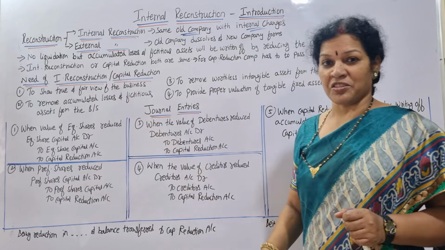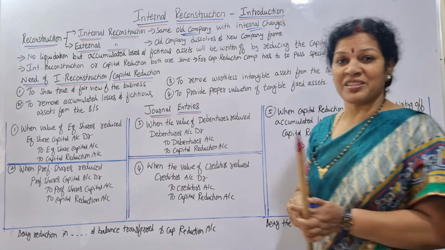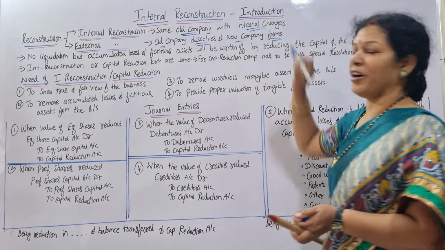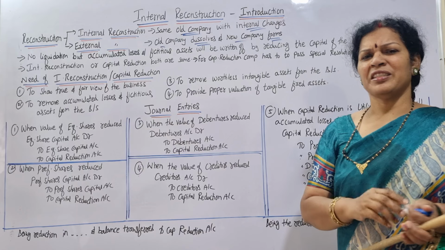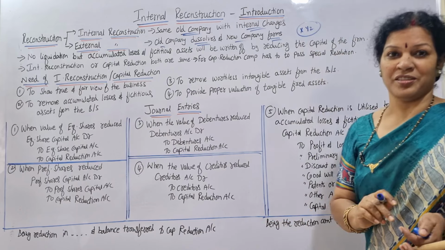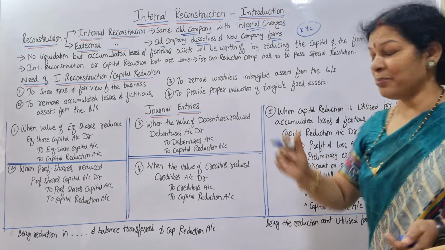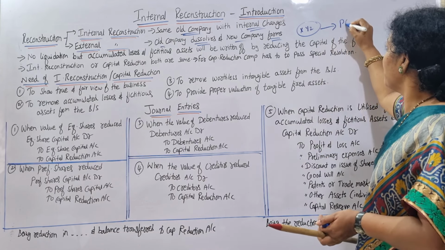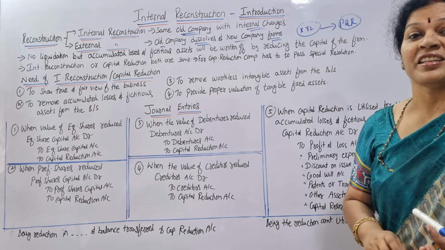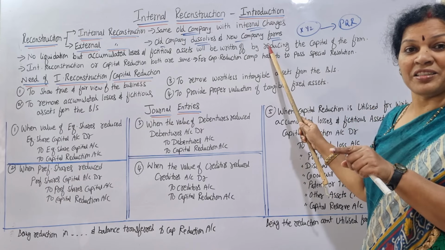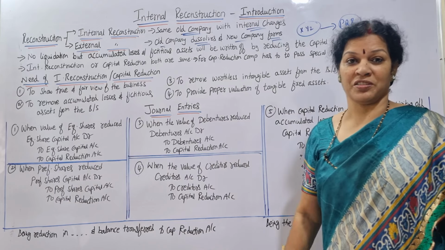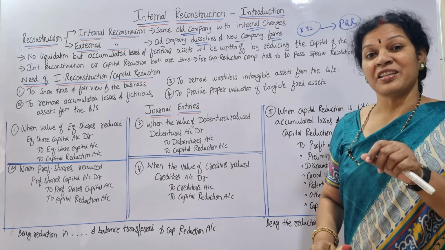Second one, external reconstruction, is where the old company dissolves. There is no old company here, it dissolves, and a new company forms. Say for example, XYZ company is there. It's in huge losses. This is taken by some PQR company. PQR company purchased it. Then this is external reconstruction. When PQR company has taken this XYZ company, PQR company is going to do lots of changes. So that is external reconstruction.